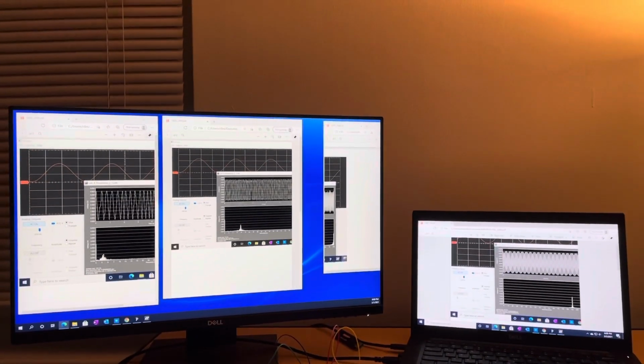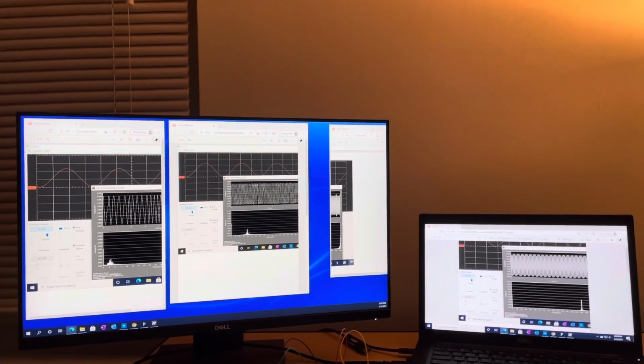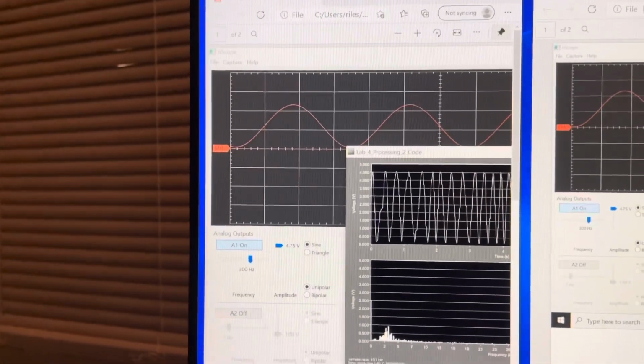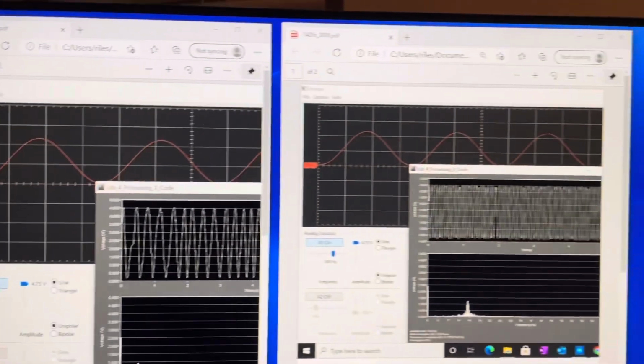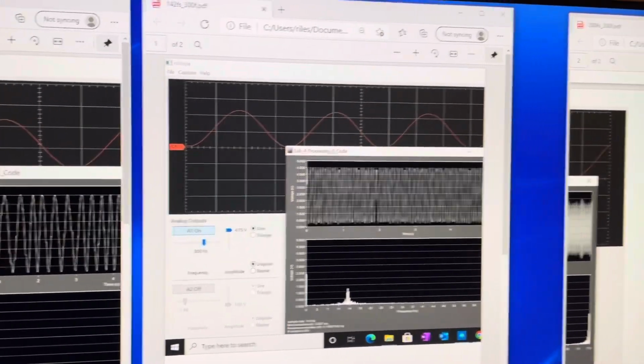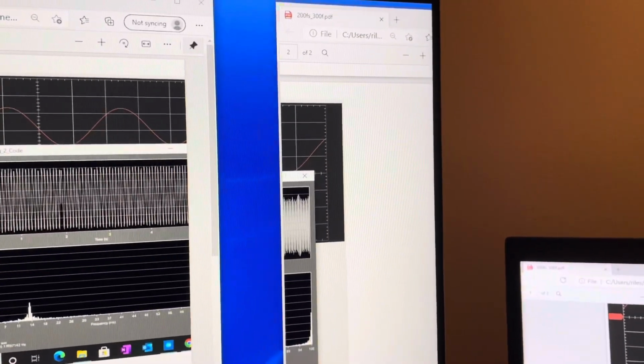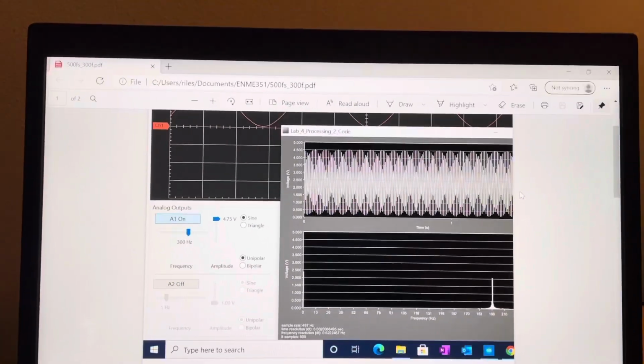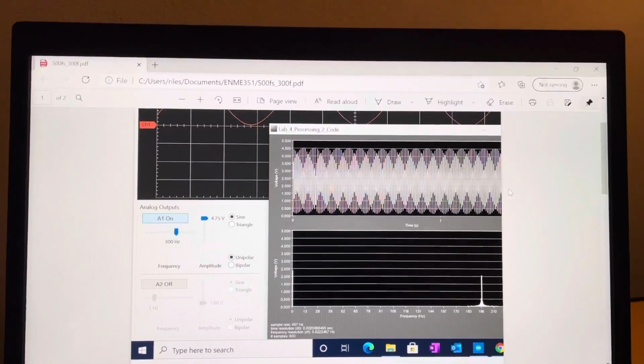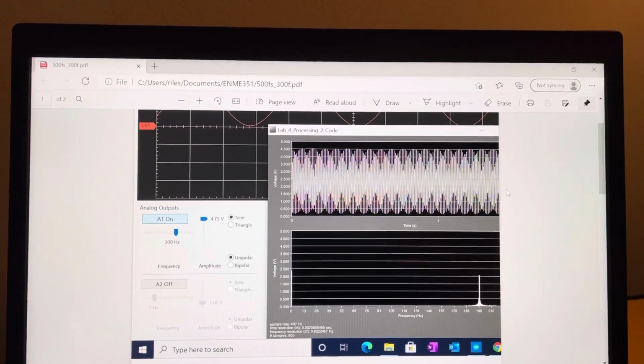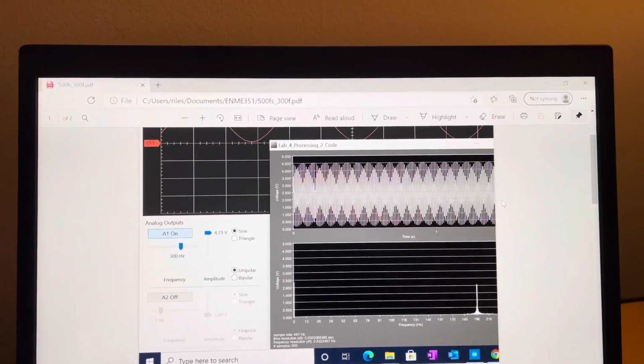Now, when f equals 300, aliasing occurs in all of the fs values. Here's when fs is 100, when fs is 142, when fs is 200, and when fs is 500, none of the peaks on the frequency chart are located at 300.